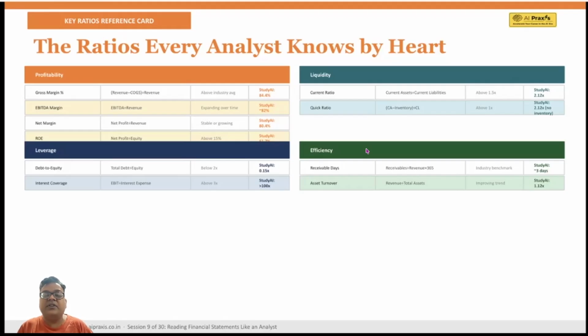Asset turnover, so revenue divided by total assets. And you want this to show an improving trend. In case of study A, it's 1.12 times. All in all, for study A, it's the best.